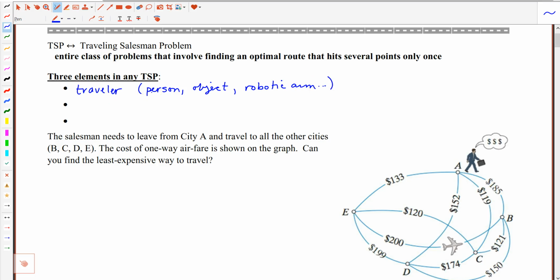This traveler is going to have to go to a set of sites. These sites are going to be locations the traveler must visit. So moving forward, we're actually going to use little n to designate the number of sites.